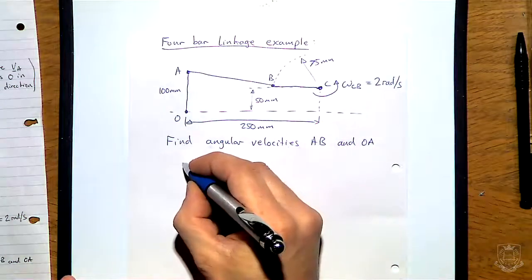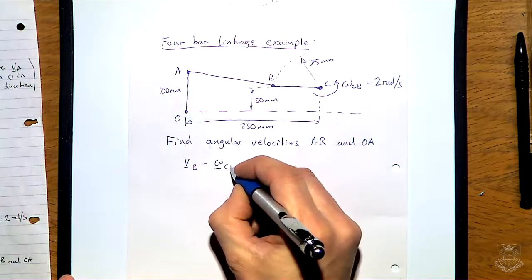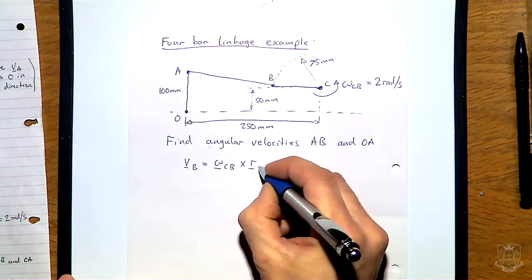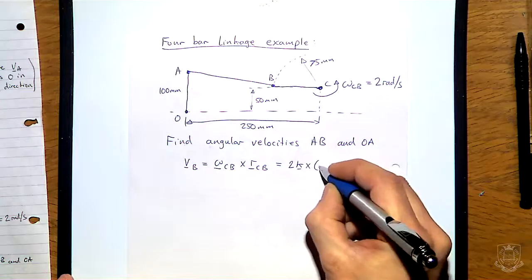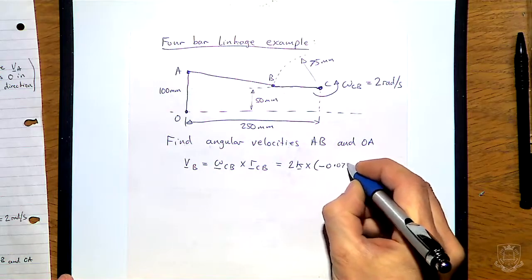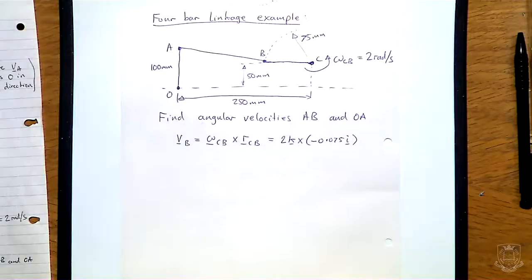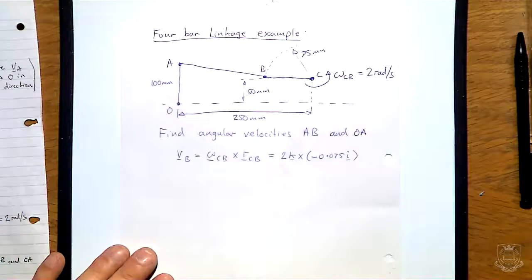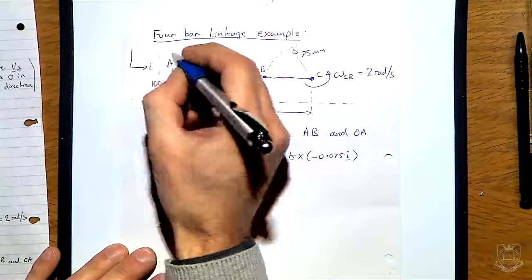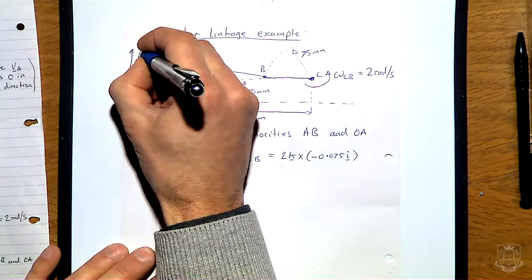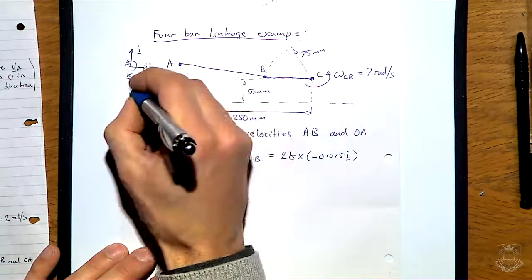So we can find the velocity at B, because that's equal to omega CB crossed with RCB, which is equal to 2 times K crossed with minus 0.075 I. Okay, yeah, I've forgotten to draw my diagram. I've forgotten the first rule of this vector algebra. Let's draw the I, J, and K diagram. I is that way, J is that way, and K out of the page.